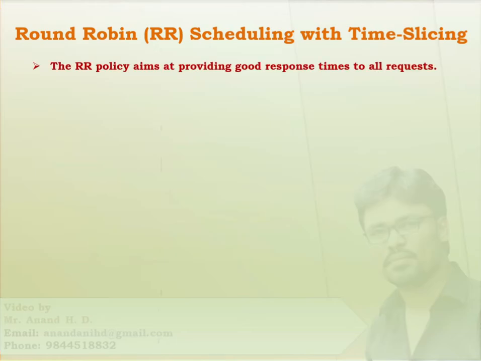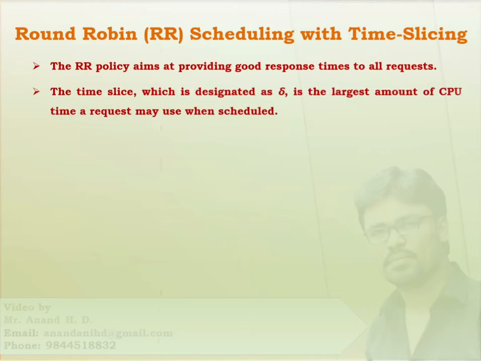Round robin policy aims at providing good response time to all the requests. So what is response time? Response time is the ratio of time since arrival plus service time of the process to the service time of the process. The time slice, which is represented using delta, is the largest amount of time that a request may use the CPU when it is scheduled.